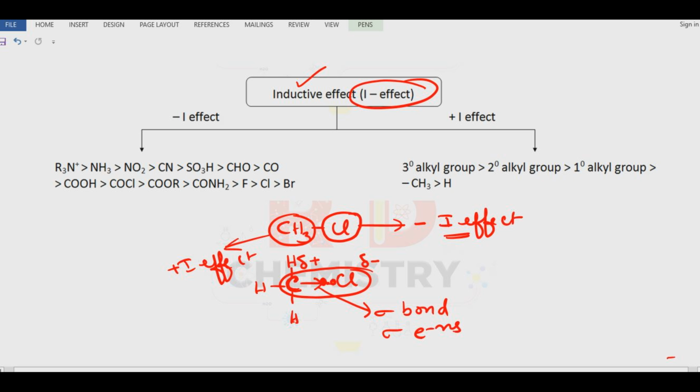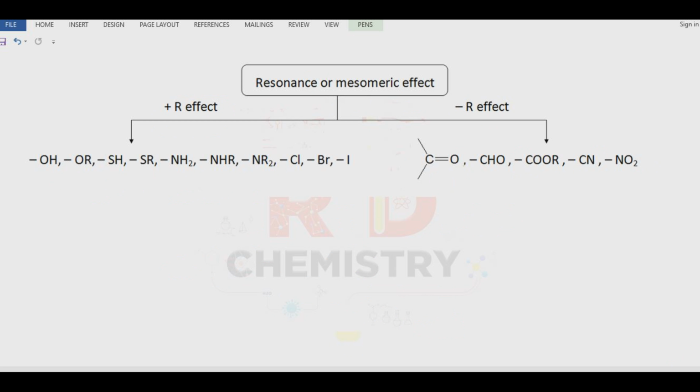There are different types of minus I effect groups given. These are the examples, so you have to remember them. Similarly, for the plus I effect, groups like tertiary alkyl, secondary, primary go on in the priority list as they are given. Clear? Right?